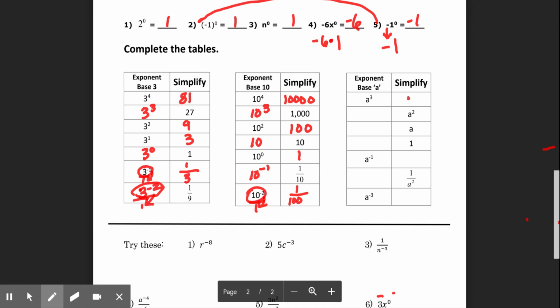Just simplifies to nothing other than a cubed. A squared is a squared. A to the first is a. A to the 0 power is 1. A to the negative first, guess what? We have to flip it. So it'd be 1 over a. And then this would be a to the negative second. And a to the negative third would be 1 over a to the positive 3.